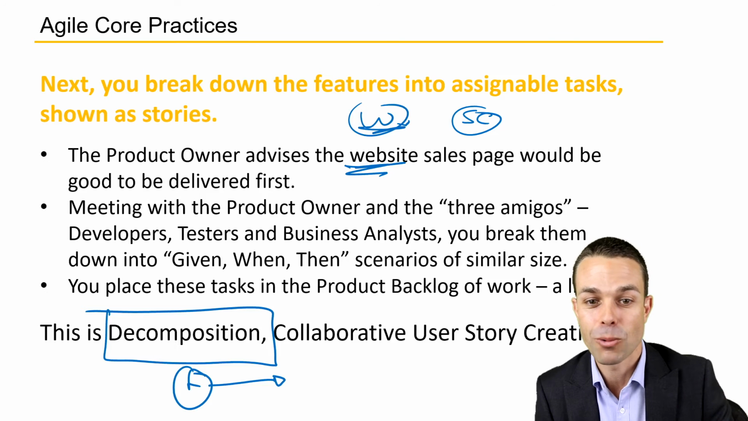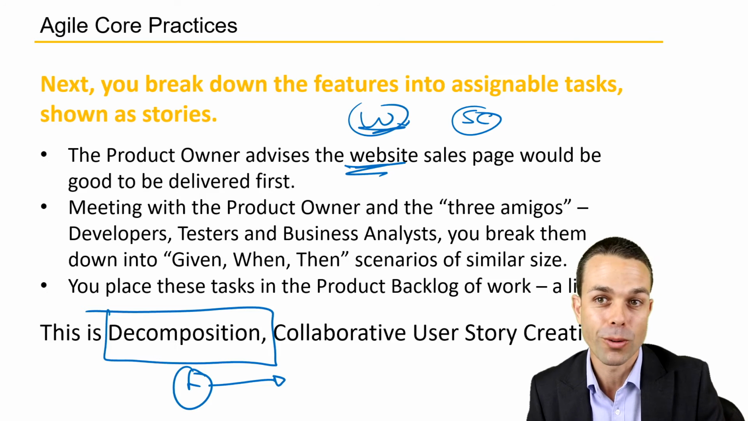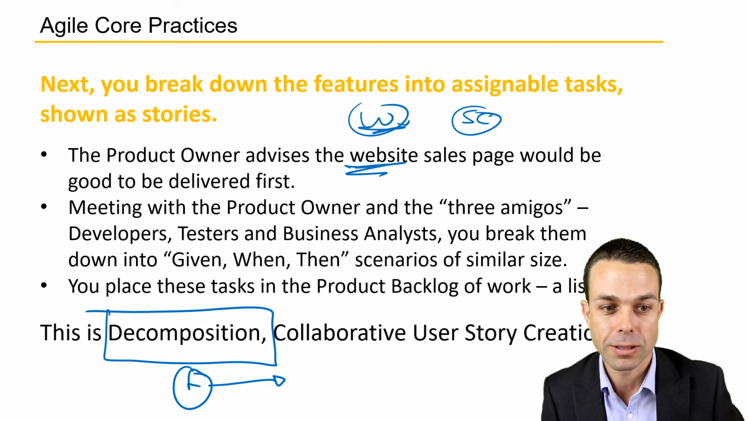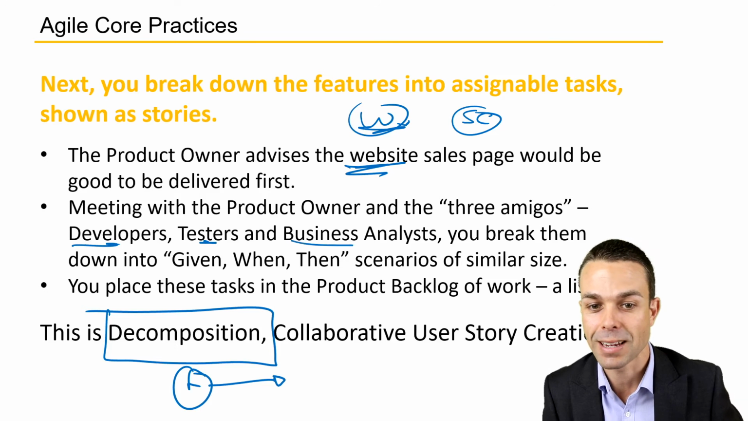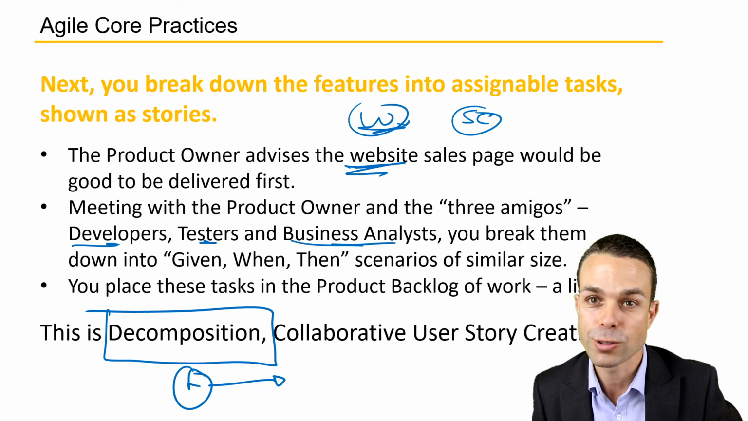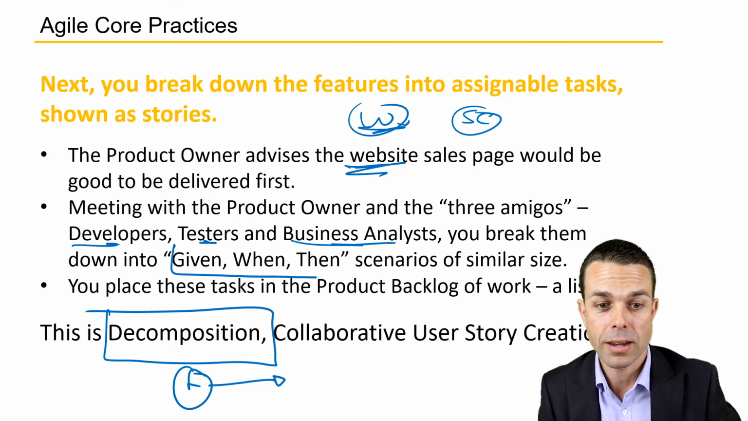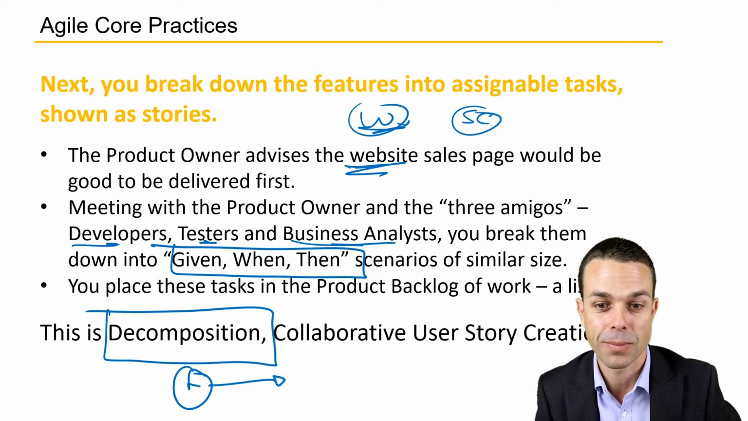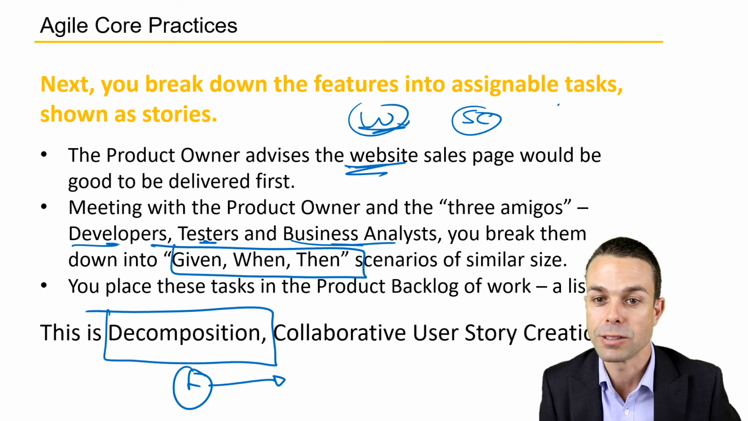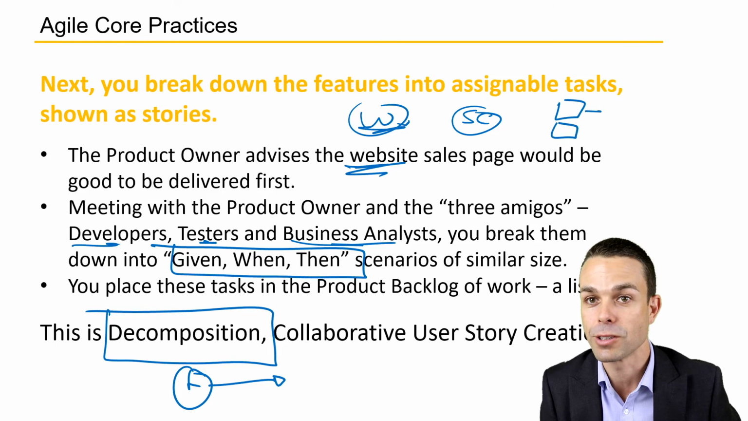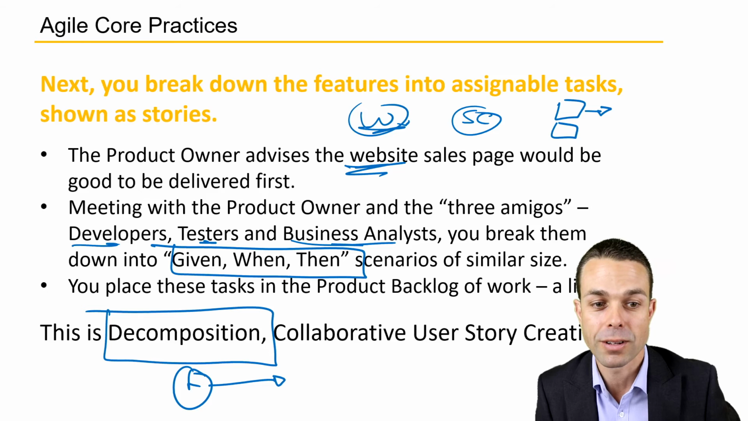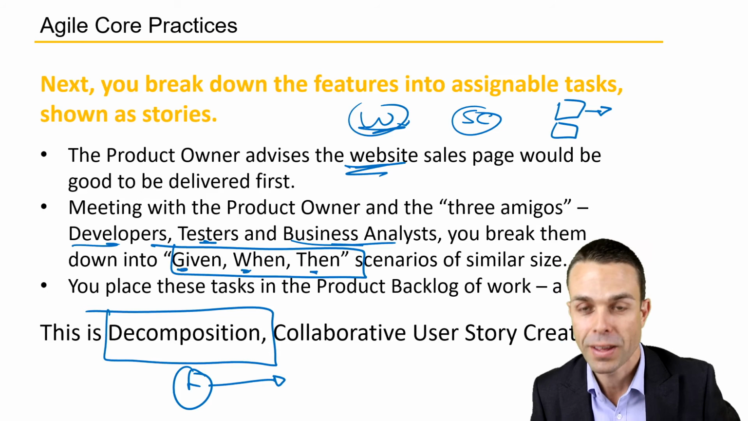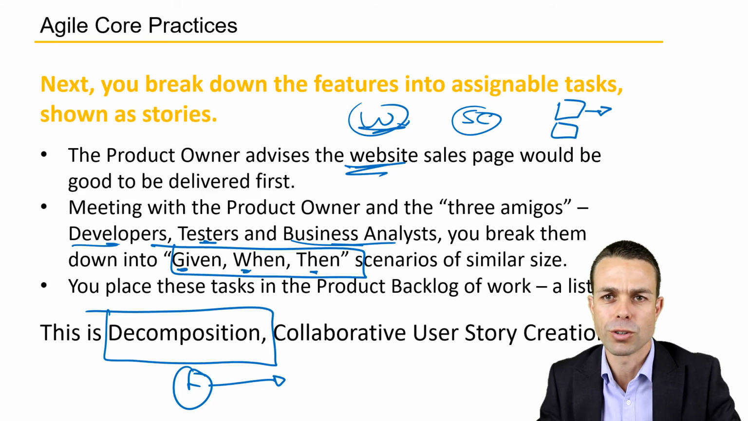And then meeting with the product owner and what we might call the 3 amigos in Agile: developers, testers, and business analysts. Then we break down those features into smaller tasks. And we're going to use that given, when, then approach, which we'll see come up in the next few videos as well. But this will help break them down into smaller tasks that we can assign to people. And given a certain scenario, when this happens, then I want this to happen. It's just a nice way to sort of break it down.